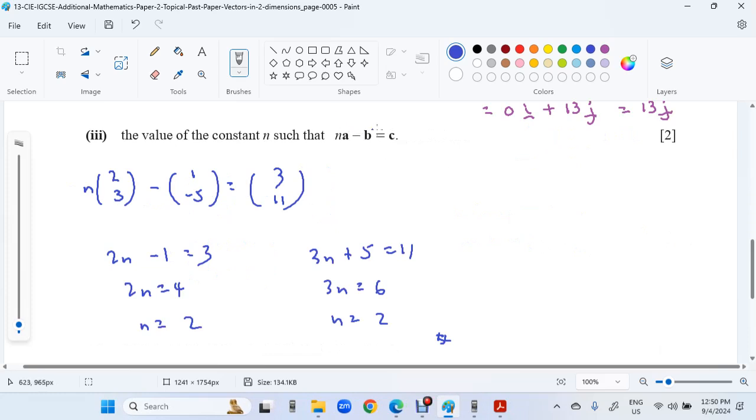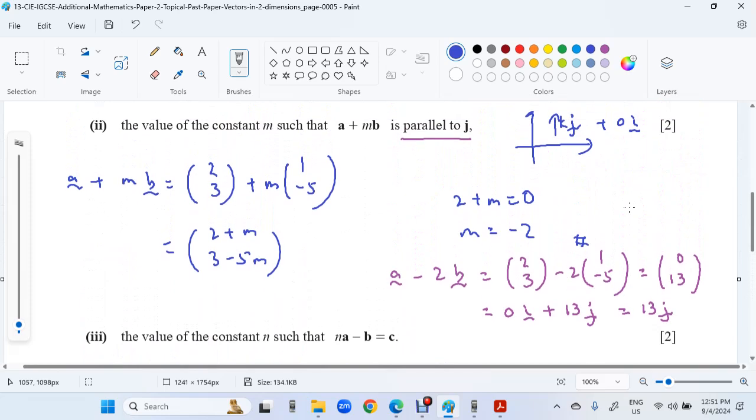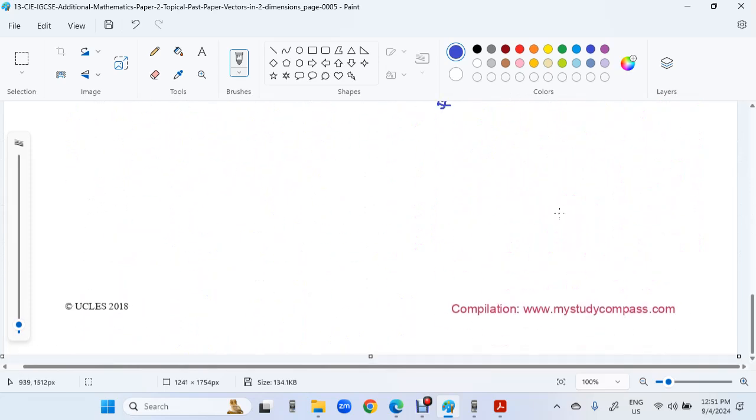So nA minus B equals C: n times (2, 3) minus (1, -5) equals (3, 11). So we have 2n minus 1 equals 3, and 3n minus negative 5, which is plus 5, equals 11. From either one, we get n equals 2. So parallel to j, 13j, parallel to j.